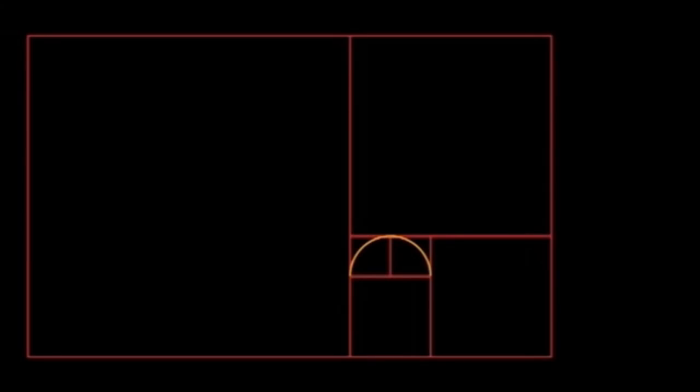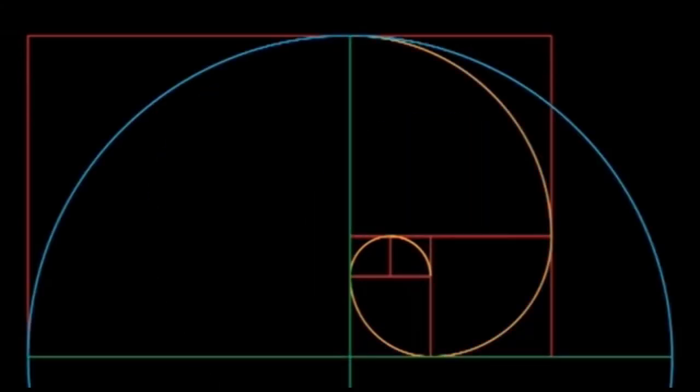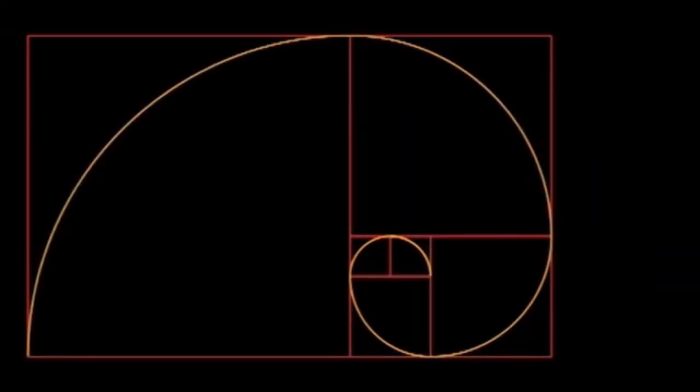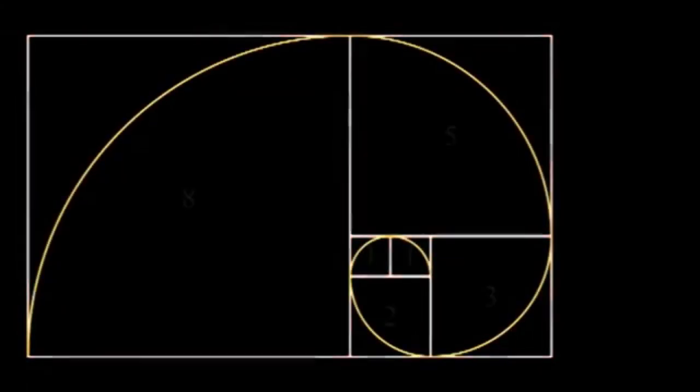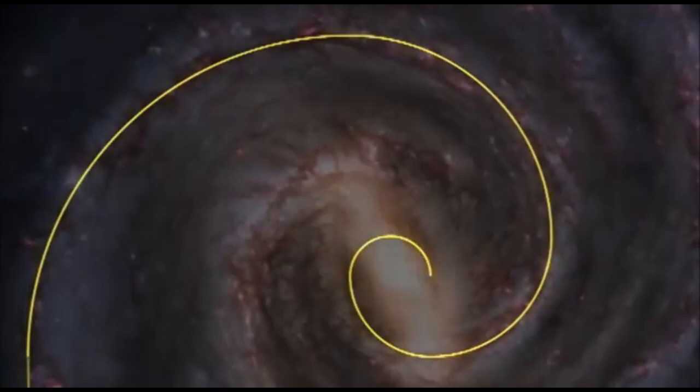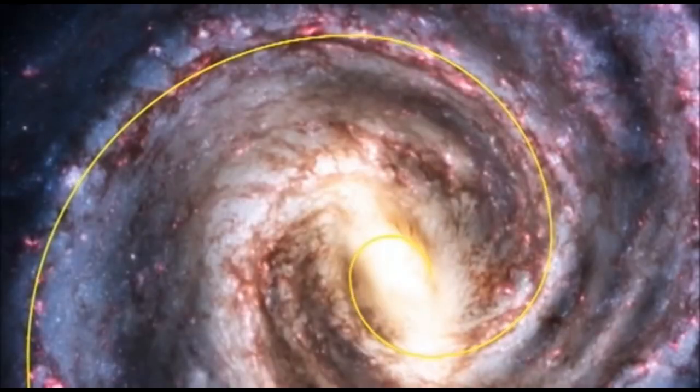Now all we've got to do is repeat this process again and again until all of the zero curvature scaffolding for our Fibonacci spiral is filled. And as you can see, in its completed form, it very closely matches the twisting motions of a galaxy.